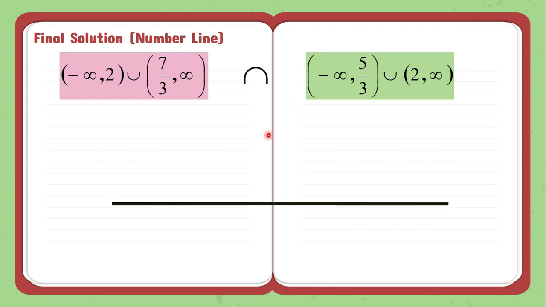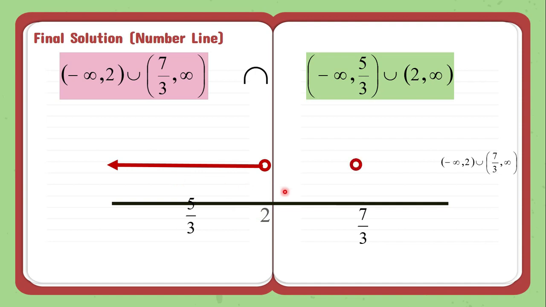So draw a number line which has three values here, 5/3, 2 and 7/3. Because it is an open interval here, you put an empty circle on 2 and draw a straight line to the left. Next, open interval on 7/3 and draw a straight line going to the right. For the second interval, it comes in the green color here.